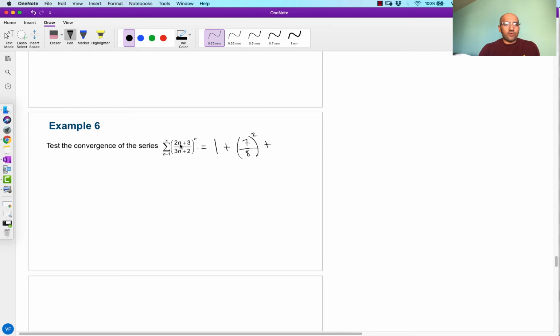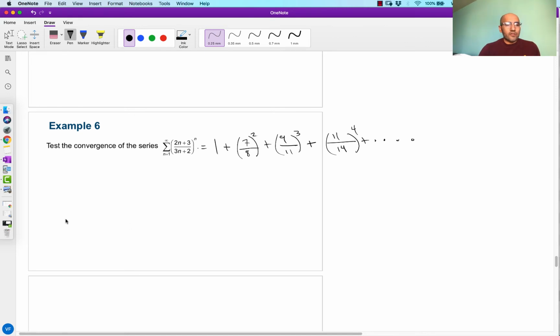Plus, when n equals 3, we get 6, and 3 makes it 9. And 3 times 3 is 9, plus 2 makes it 11 to the power of 3. Plus, when n is 4, we get 8 plus 3 is 11. 4 times 3 is 12, plus 2 makes it 14 to the power of 4. And so on and so forth.